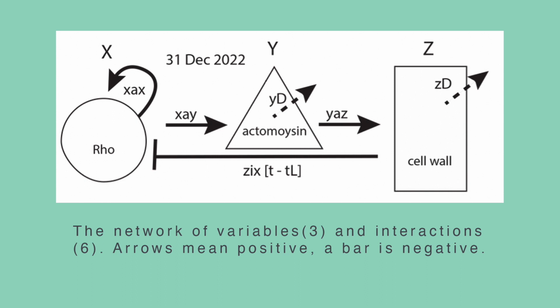The inhibition of x by z is not direct. Rather, x is inhibited by the value of z TL seconds earlier. That is, the inhibition is delayed TL seconds. Thus, this is called a delay differential equation.